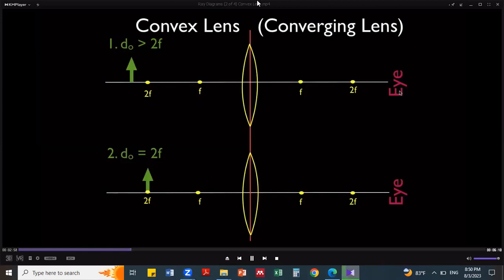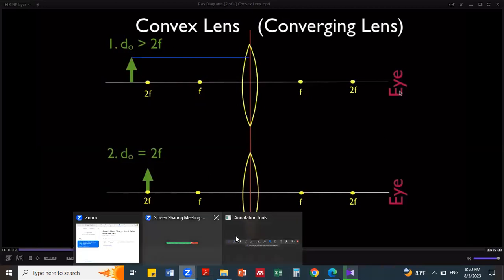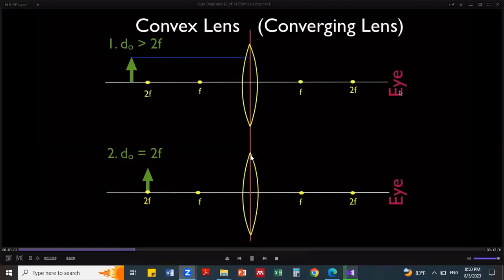Locate the image. The first ray we draw is the parallel ray. It enters the lens parallel to the principal axis. So once again, this is the principal axis. This is the first ray. You can see those two are parallel. We draw the first ray parallel. When it comes out of the lens, it's refracted or bent in such a way that it goes through the focal point. It must go through this point. It's not just some random bend. It goes through the focal point. So that's the first ray. I like to call this one parallel F.